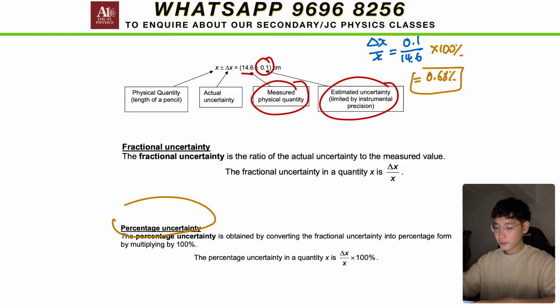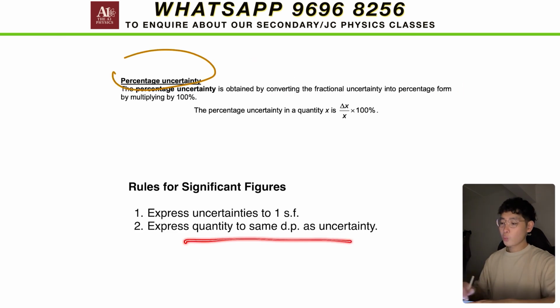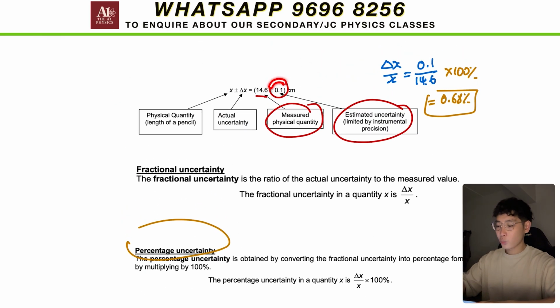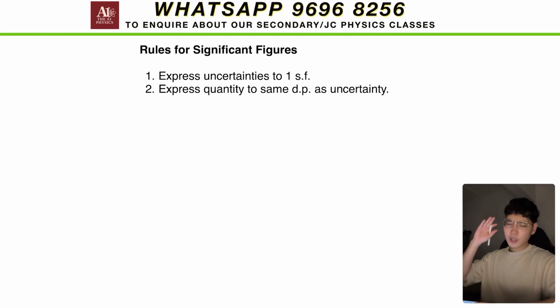So for example, over here, the actual uncertainty is plus minus 0.1, and this is always in 1SF. The quantity will then be expressed to the same dp as the uncertainty. Right over here, because the uncertainty is in 1 dp, the quantity is also in 1 dp. So the quantity follows the dp of the uncertainty, and the uncertainty is always 1SF. So that's the rule.